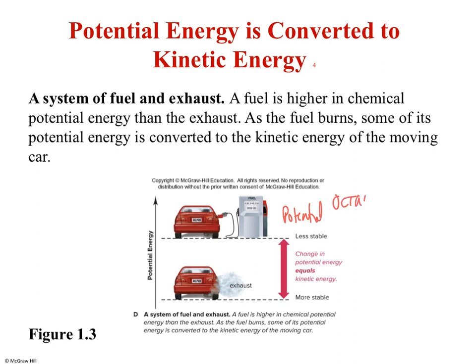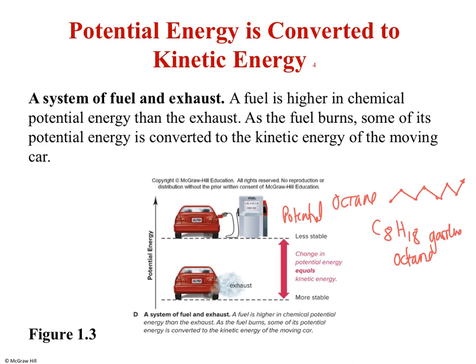You've heard of octane, so that's 8 carbons. So let's see what that is. 1, 2, 3, 4, 5, 6, 7, 8. So this is C8H18, octane, which is gasoline.